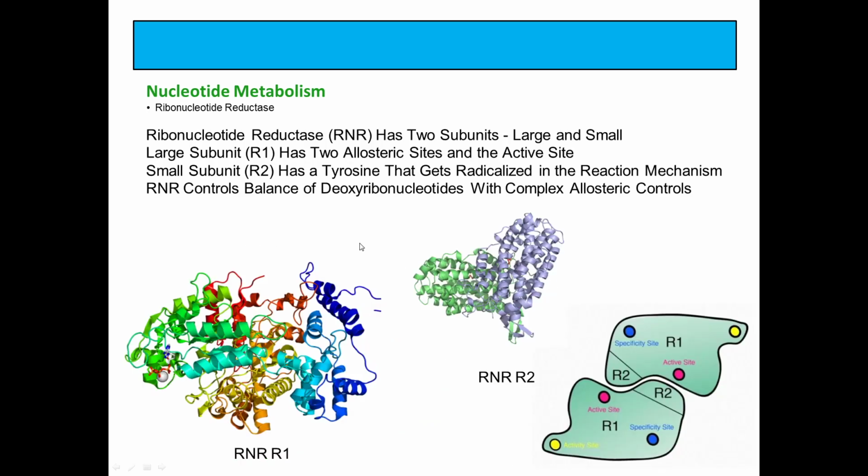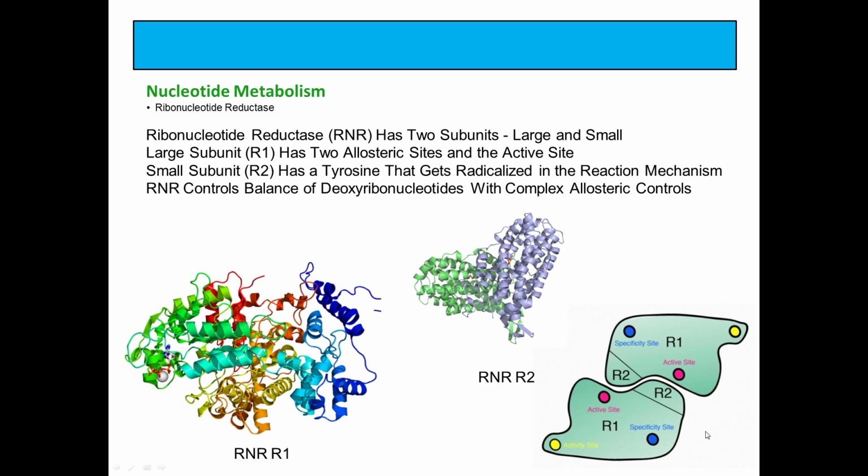Okay, so this enzyme has two parts, right? It's two subunits. It's an R1 and an R2 subunit. The R1 is the larger of the two. The R2 is the smaller. These are their crystal structures, right? And it has two active sites, right?